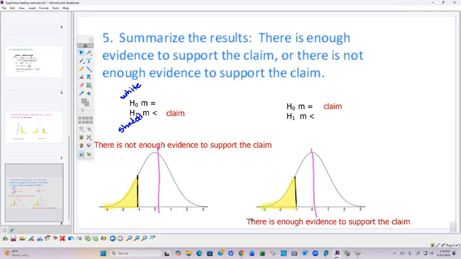So step 4 is always about the white area. Step 5 depends on the claim. If they claim the shaded area, your evidence needs to be in the shaded area. This one is not, so there was not enough evidence to support the claim. Over here, they claimed the white area. My evidence needs to be in the white area, and it was. So there is enough evidence to support the claim.